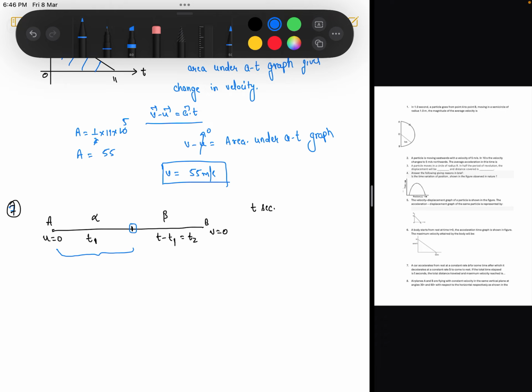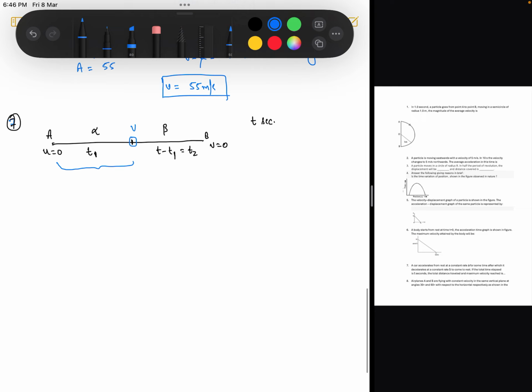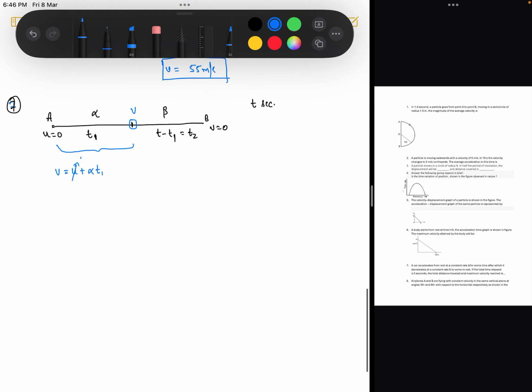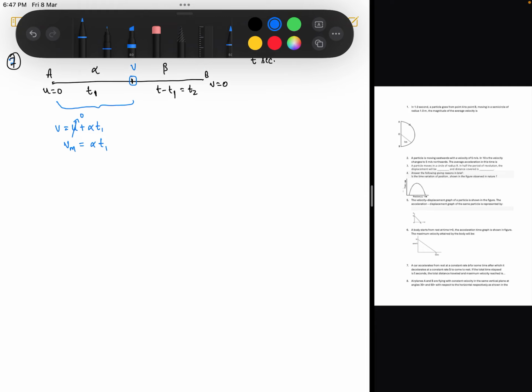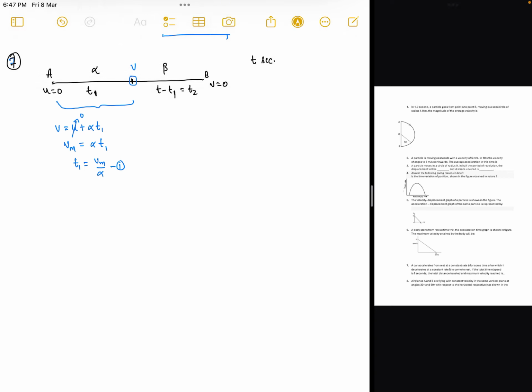Let us suppose here the velocity is v, that will be the maximum velocity only. So v is equal to u plus alpha t1. Here u is 0, so we will be getting this maximum velocity: v maximum is equal to alpha t1. This is equation 1. From this equation 1 we can draw that t1 is equal to v maximum divided by alpha.